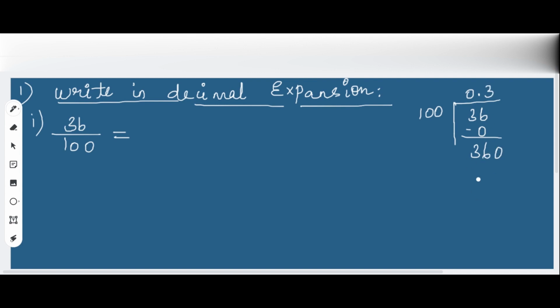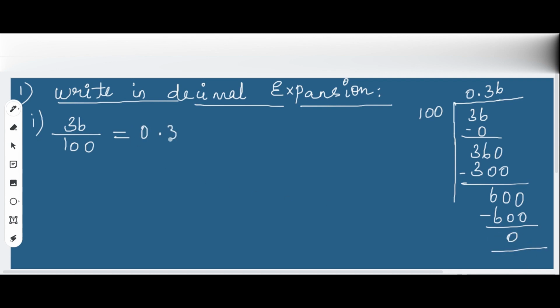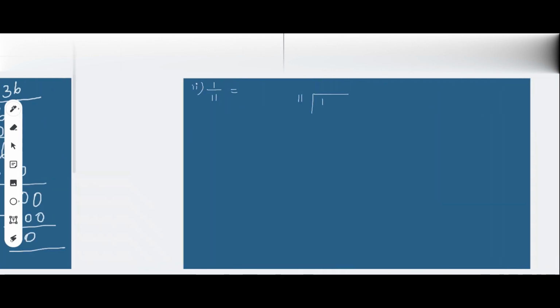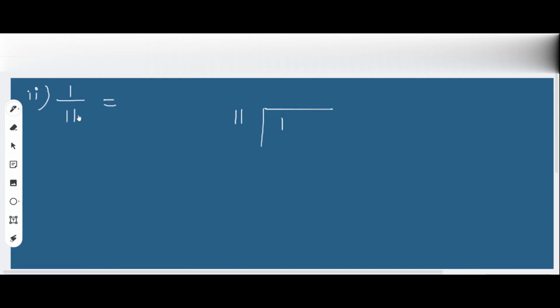So 360, 100 threes are 300, subtract, then 60, add one more 0. How many times? 6 times. So 600. So the remainder is 0, right? The quotient is 0.36. So what does it mean? It is a terminating decimal, right? Terminating. So the answer is terminating. Terminating means the remainder is 0 and the quotient has some end. Okay. And move on to the next example.